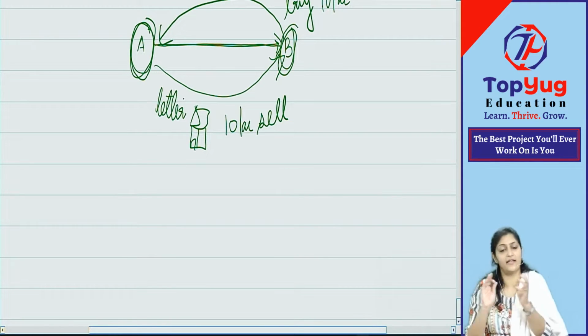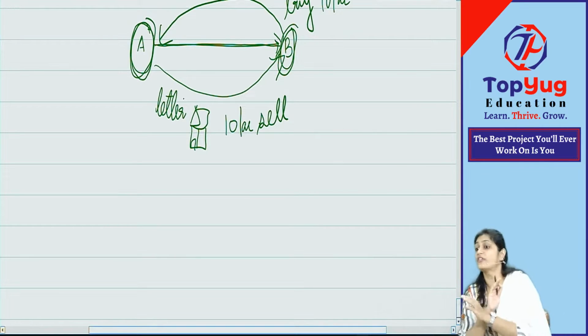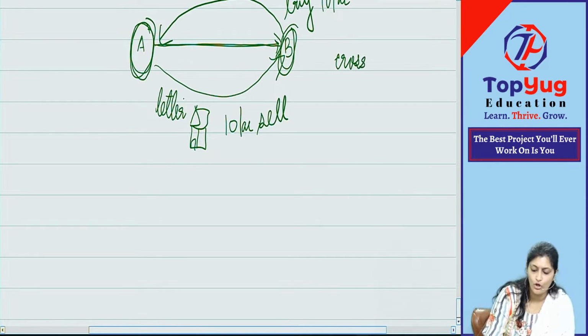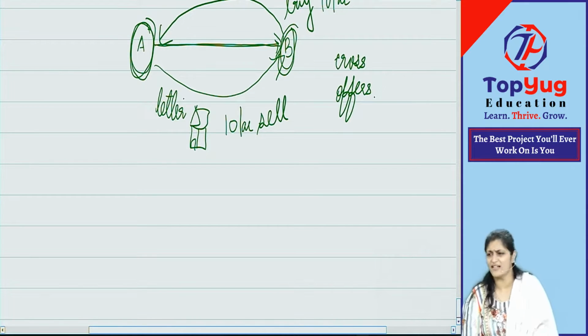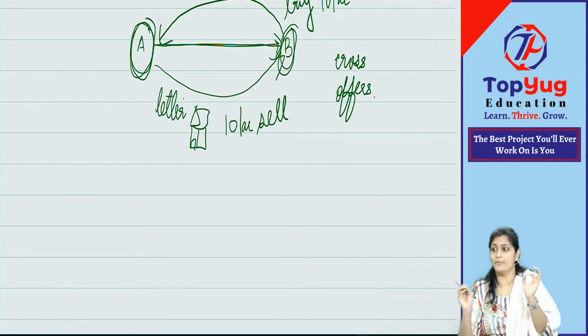No, they are not aware about it, and they made offers to each other at the same time in ignorance of each other's offer. These types of offers are known as what offers? Cross offers. Obviously, this is a situation which happens rarely. Why? Because it is a rare situation that two persons think the same thing at the same time.